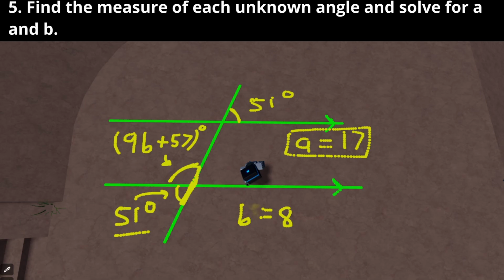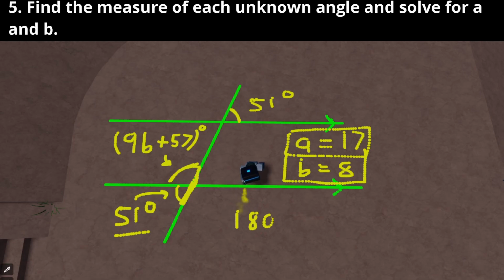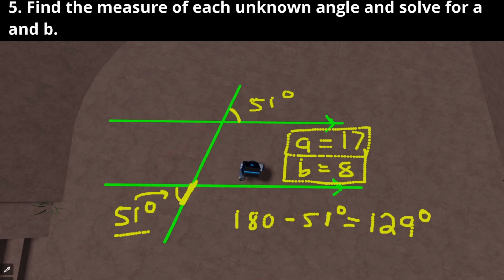And actually, let me write that up here. So b just equals 8, and we solve for both a and b. And now I need to find what 9b plus 57 is equal to. To do that, I'll just do 180 minus 51, since these are supplementary angles. And that's just equal to 129. So I can rewrite all of this as just 129. So I've solved for a and b, and I found each unknown angle in this problem.